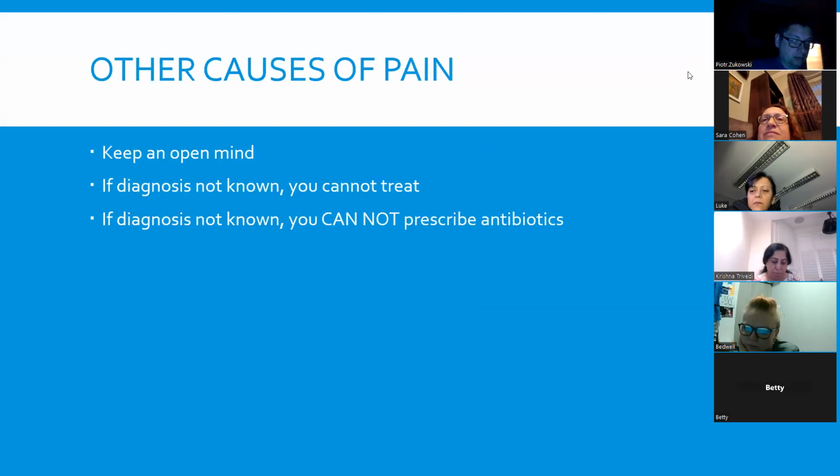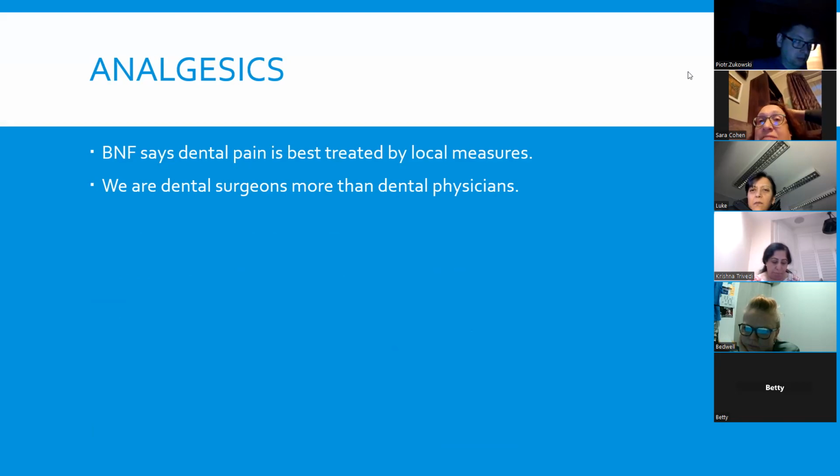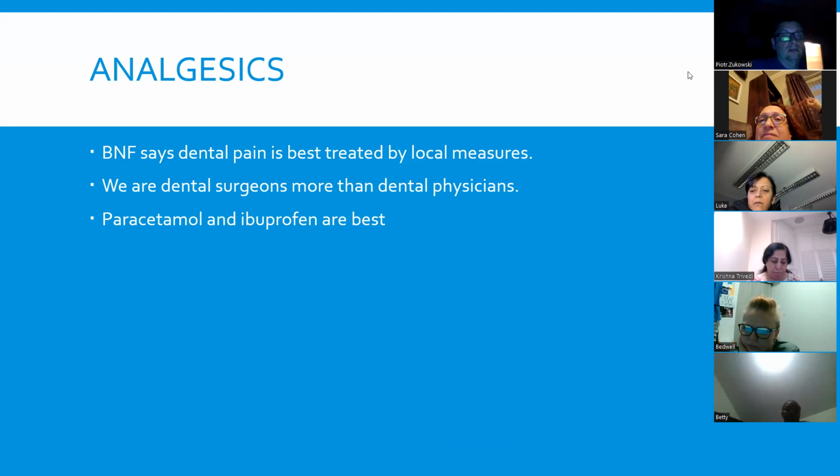Analgesics. Was there another one on that previous slide? No, okay. The other thing I was going to mention comes up later. Analgesics. The BNF says dental pain is best treated by local measures. We're surgeons, not physicians, although we do both. And for prevention, we become physicians. But for this sort of thing, we're surgeons. Paracetamol and ibuprofen are the best painkillers in conjunction with each other for dental pain, and there's a lot of good research on this. Paracetamol, 1,000 milligrams 4 times a day, and that's 2 standard tablets.